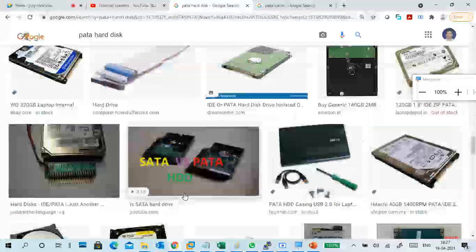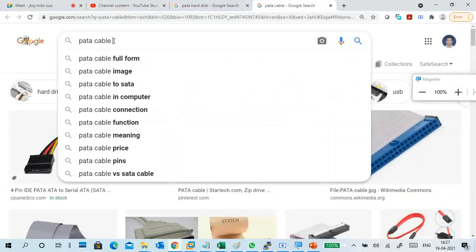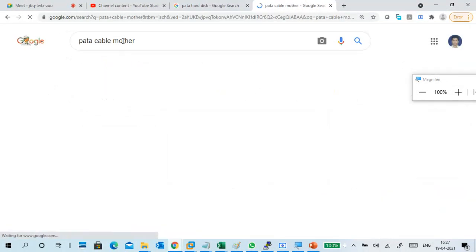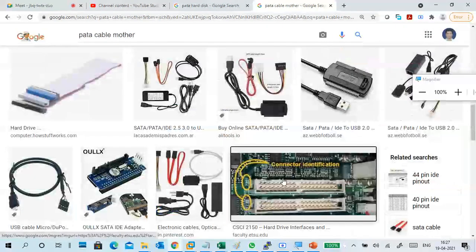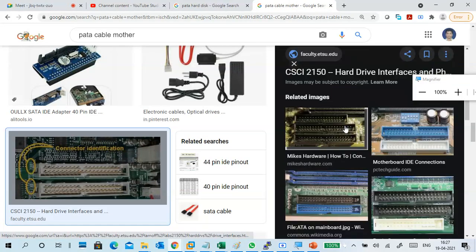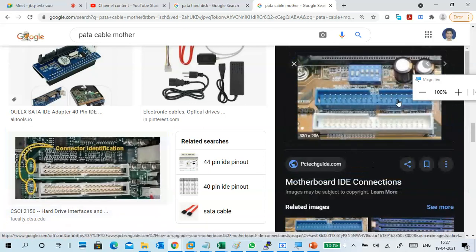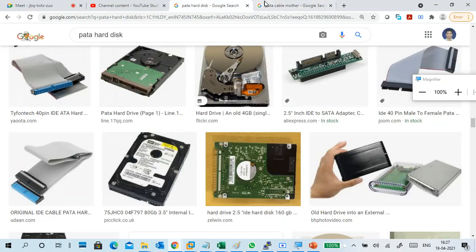So we'll type motherboard interface. On a motherboard interface we also have pins like this. Two connectors are there, IDE1 and IDE2. You can connect them. This is how it looks physically. Each socket can connect one cable, and one cable can connect two disks. So remember that.